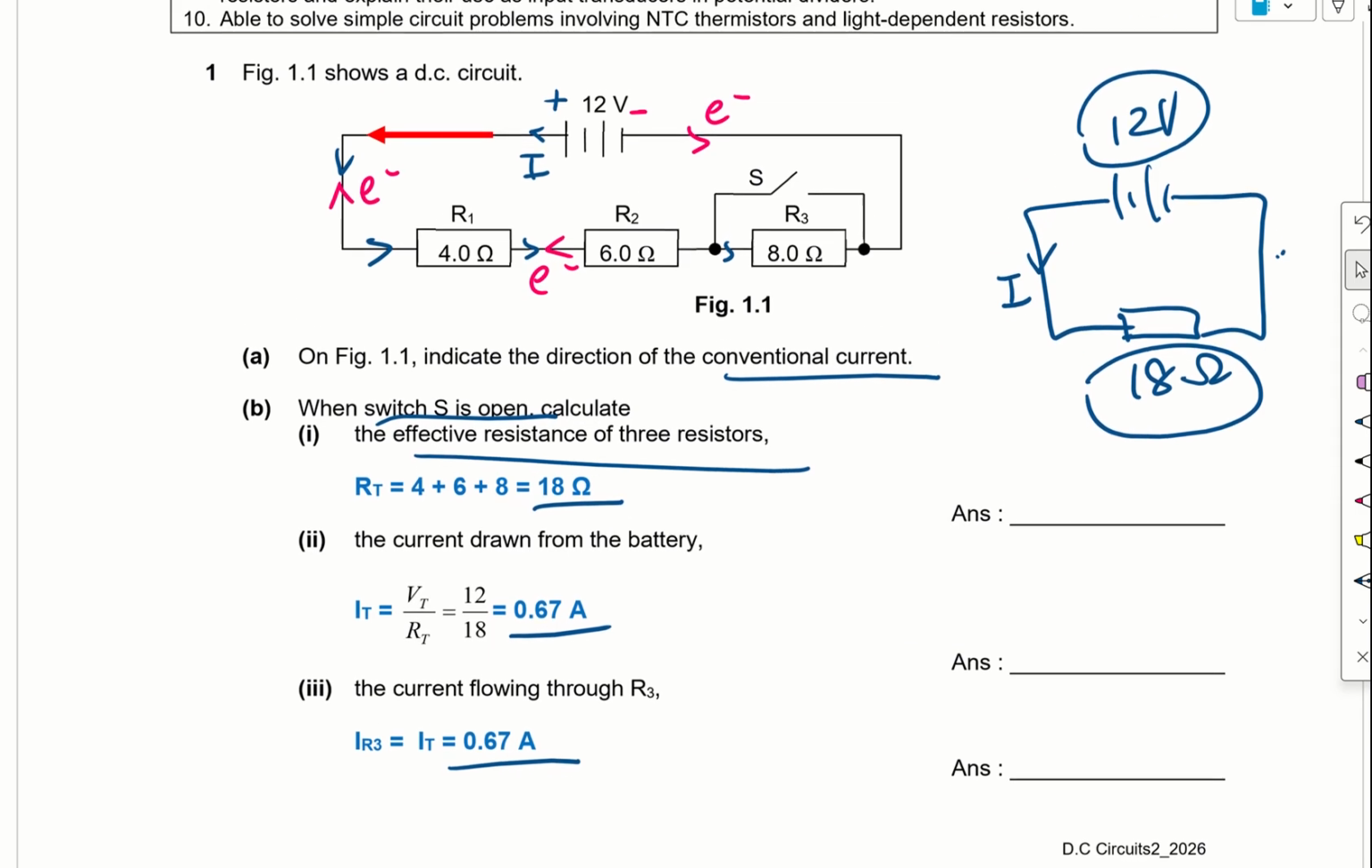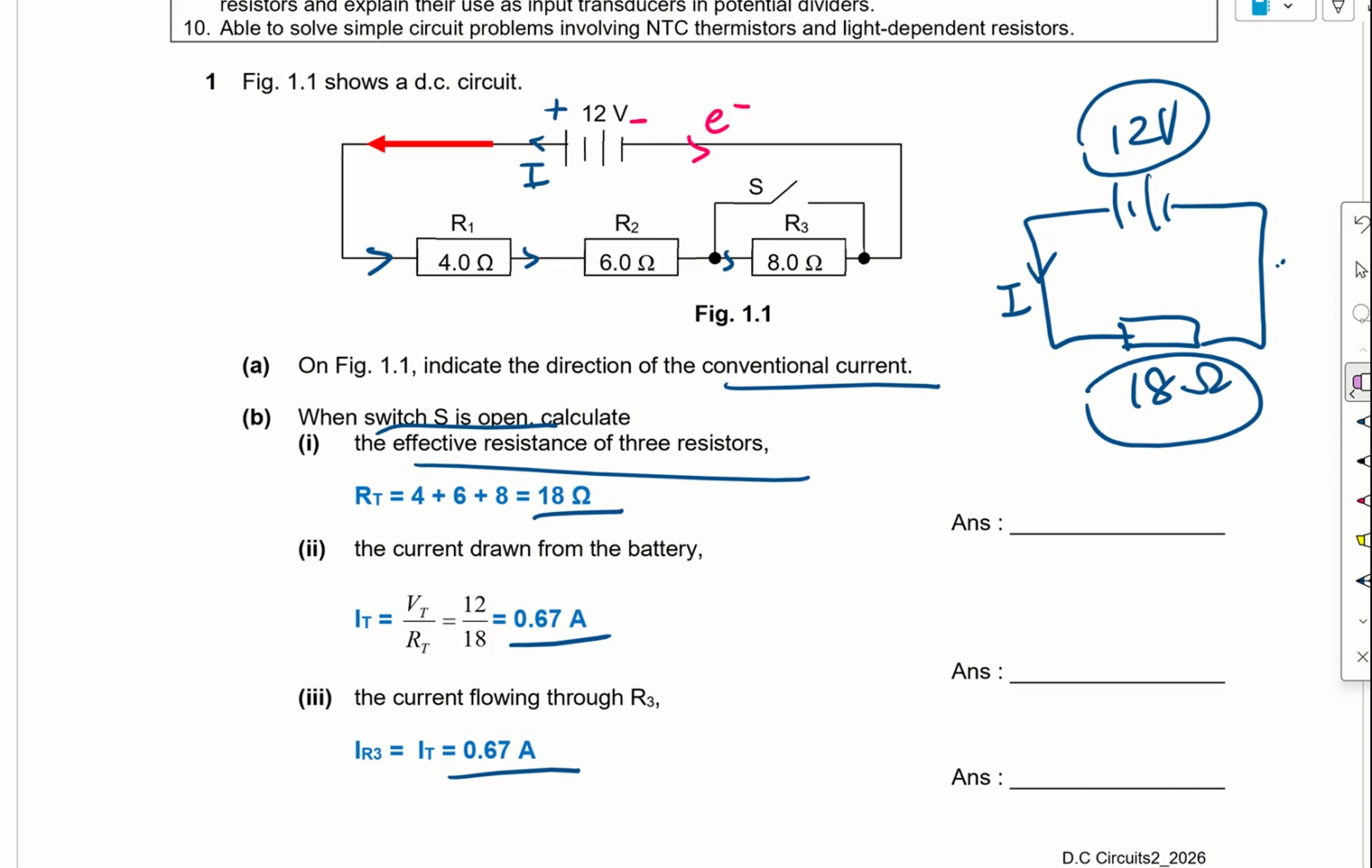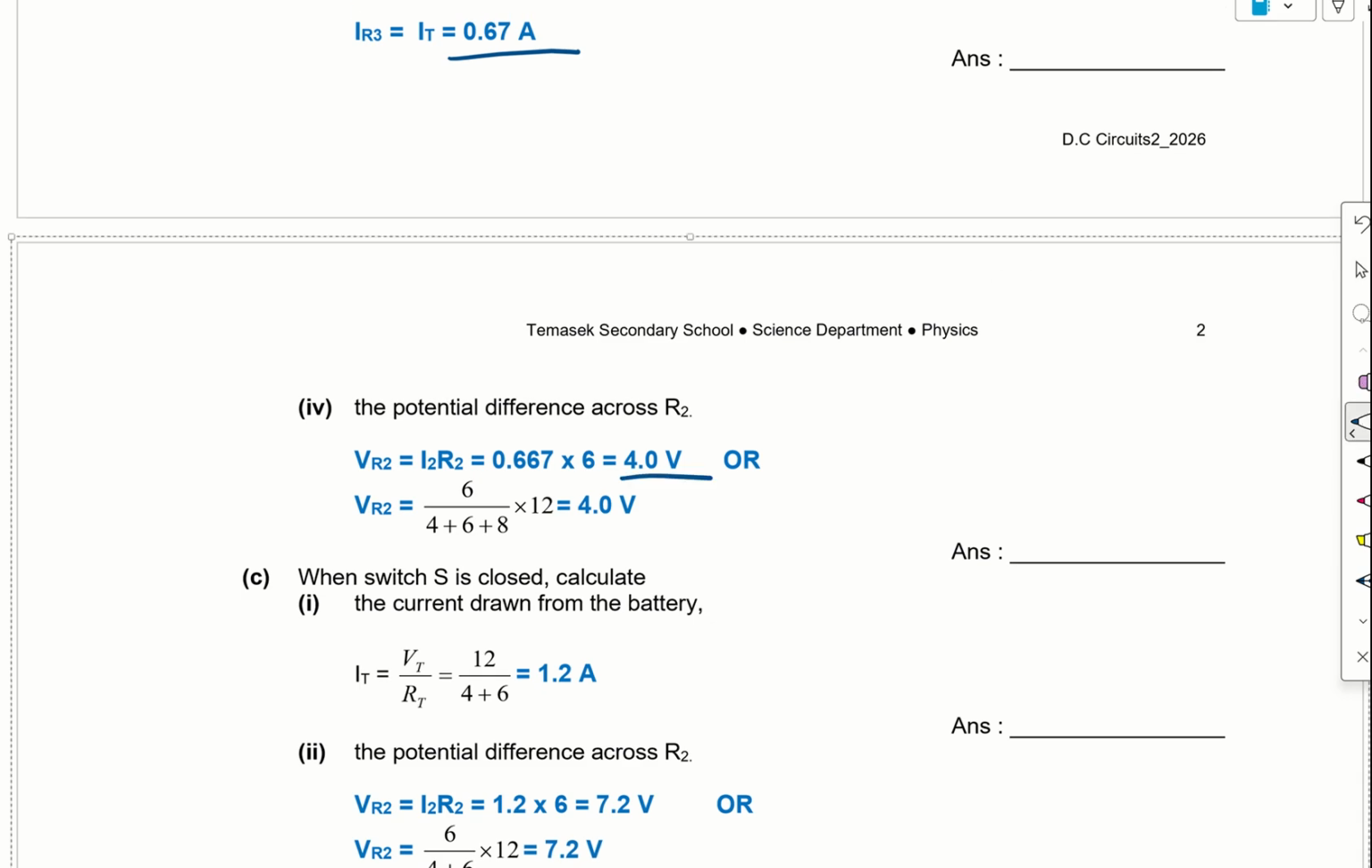Now the potential difference across R2. So R2 is over here. Okay, R2 is having a resistance of 6 ohm, and we know that the current flowing through it is 0.67 ampere. So using V equals IR, 0.67 multiplied by 6, we will get a value of 4 volts.